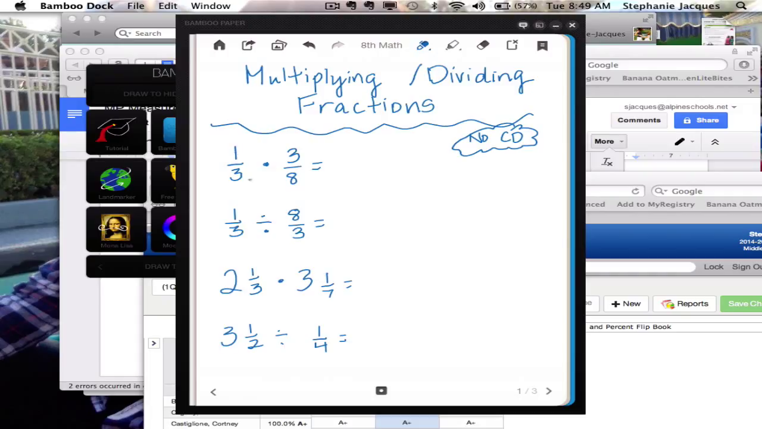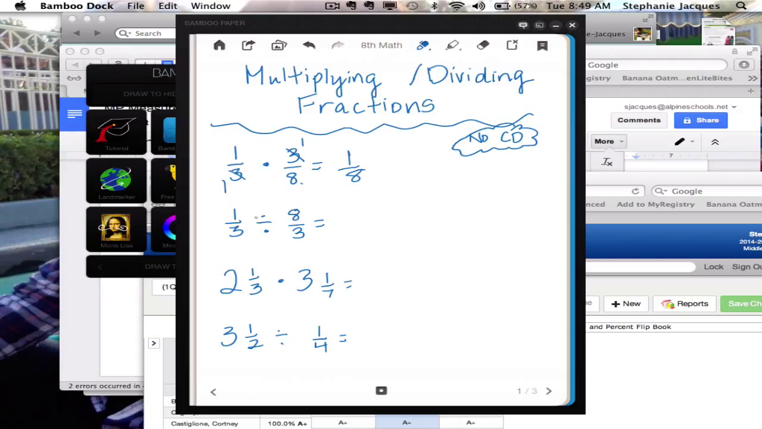So when I have just a regular multiplication problem with fractions, 1/3 times 3/8, the first thing that I'm always going to do is cross cancel. I'm going to reduce because then it makes the problem easier. So I look diagonally or vertically to see if there's anything that can go into both of those numbers. So I see this 3 and 3, and I know that 3 can go into 3 once, and 3 can go into 3 once. So now I'm just going to multiply straight across. So I do 1 times 1 is 1, and 1 times 8 is 8.